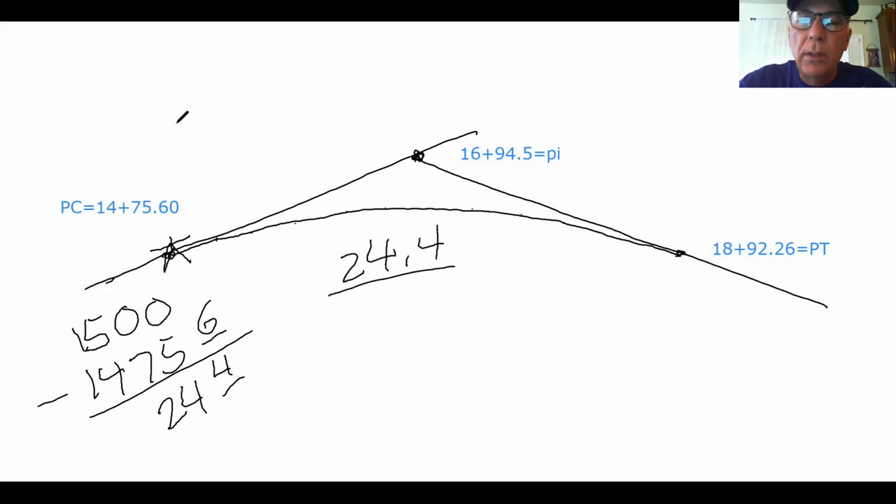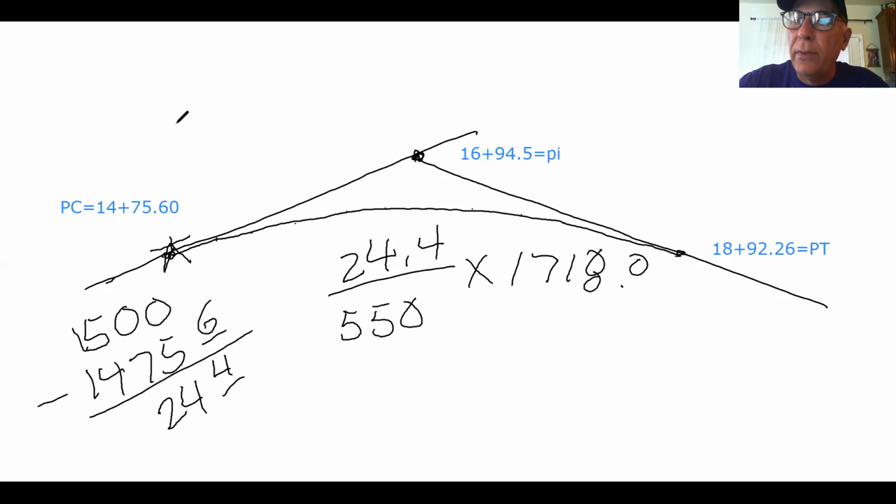So in the formula, the length of our first arc is 24.4 divided by our radius. Our radius was given in our data, 550. And then we multiply that by 1718.87. Many of you may question, what is the 1718.87? 1718.87 would be our solution in minutes.